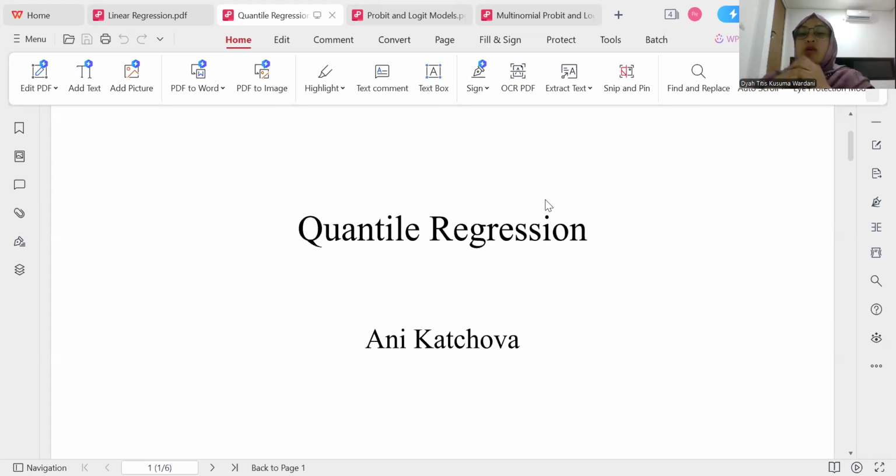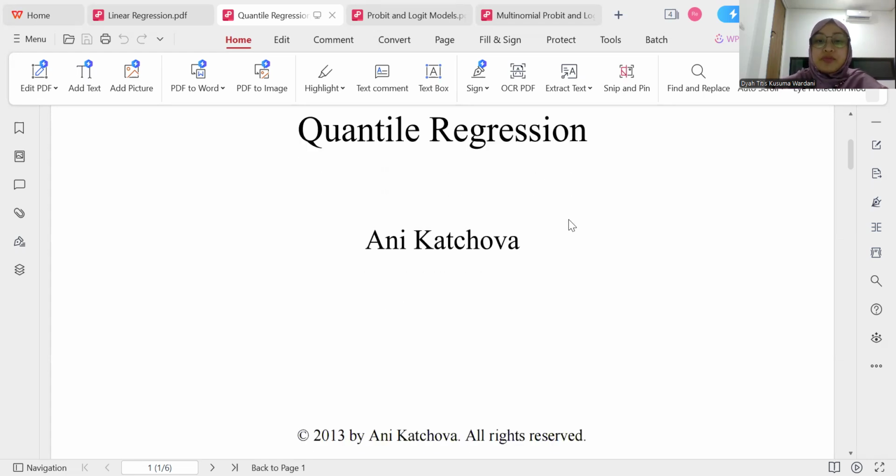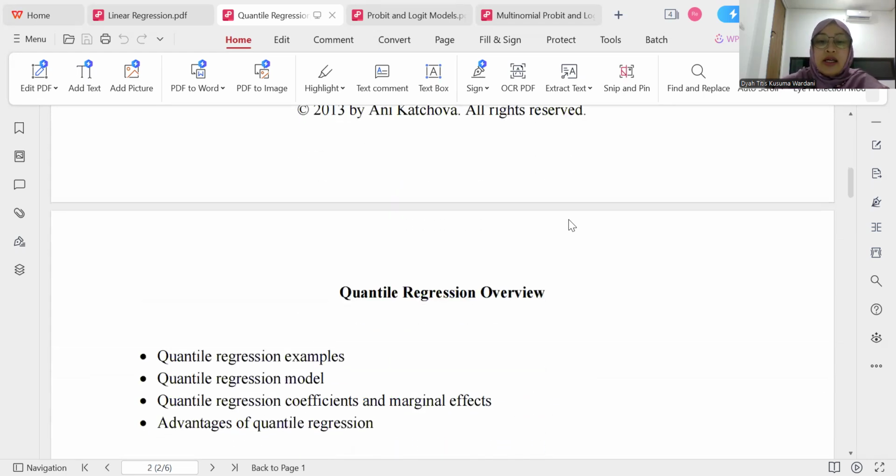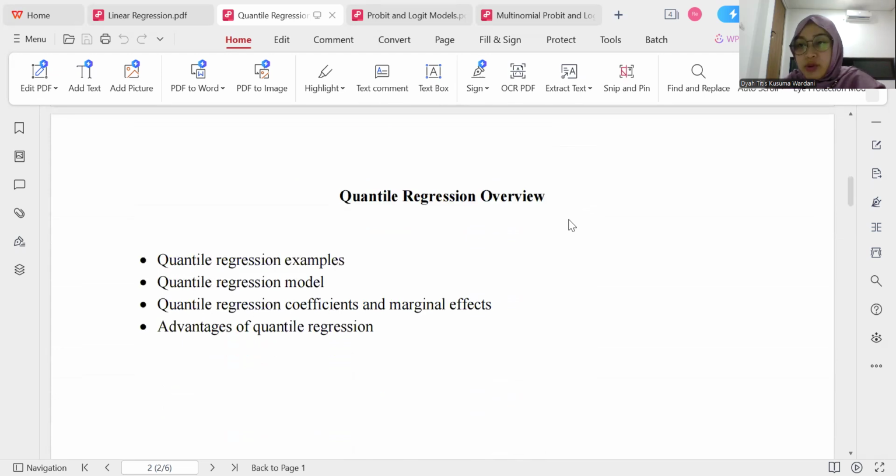Okay, dear students, after we study linear regression, we'll study quantile regression. Quantile regression is deeply related to linear regression. Here we will find gradations of interpretations of the relationship between two variables.